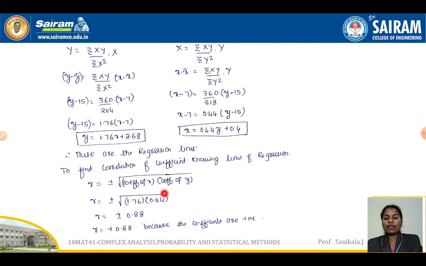Both the coefficient values are positive, so it is a positive correlation. So I got both as positive. So the correlation of the given equation is 0.88.